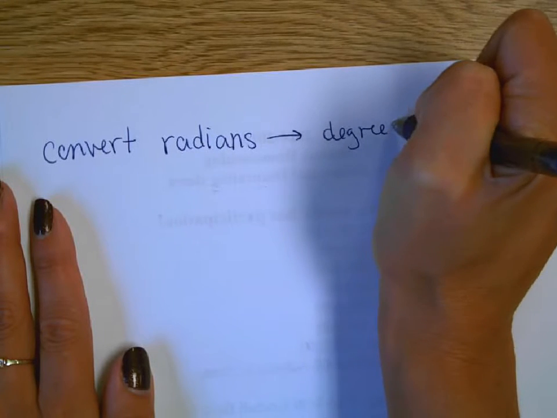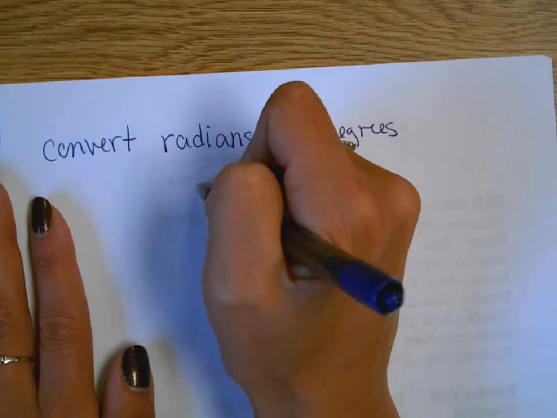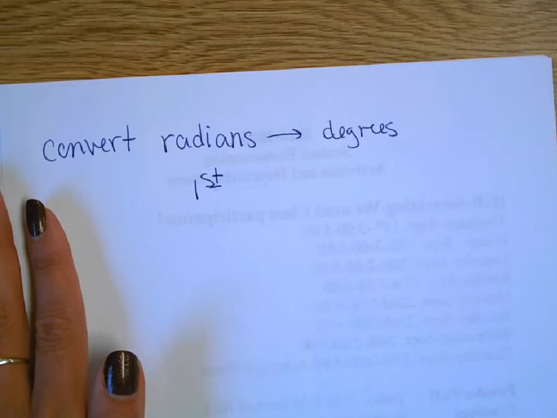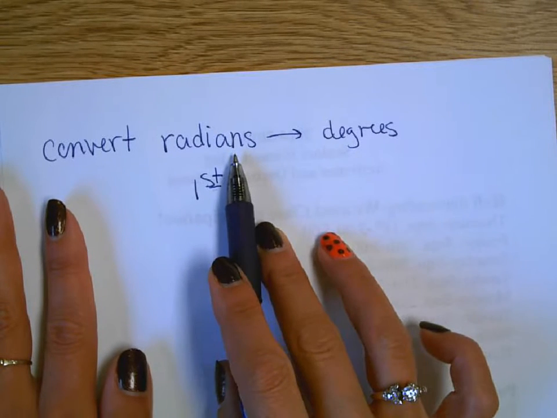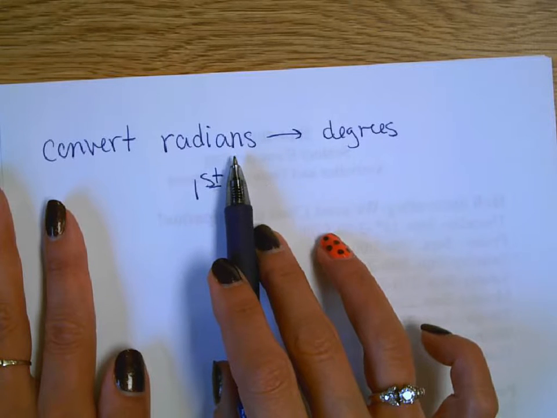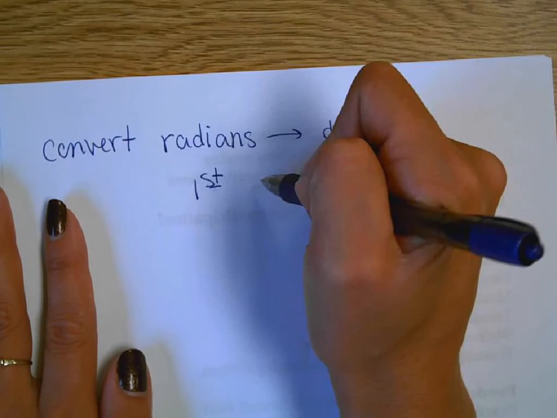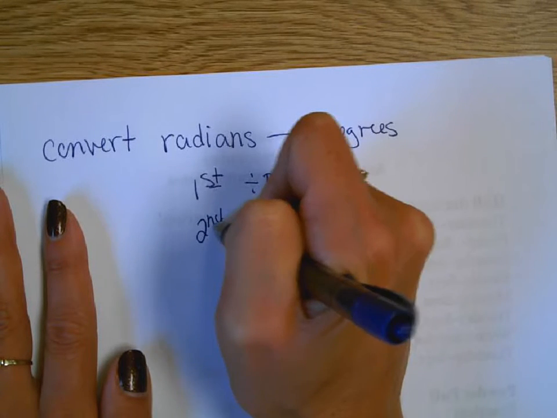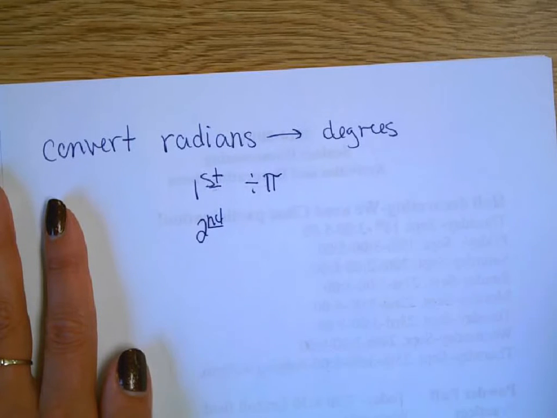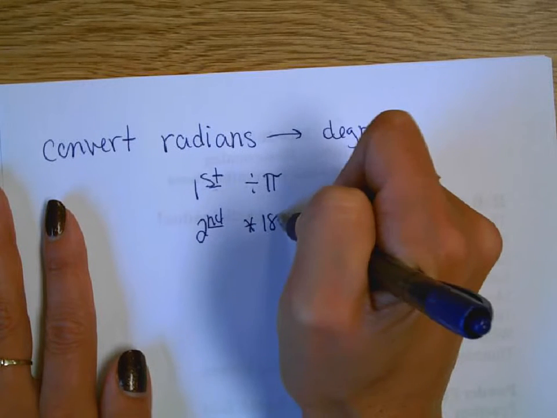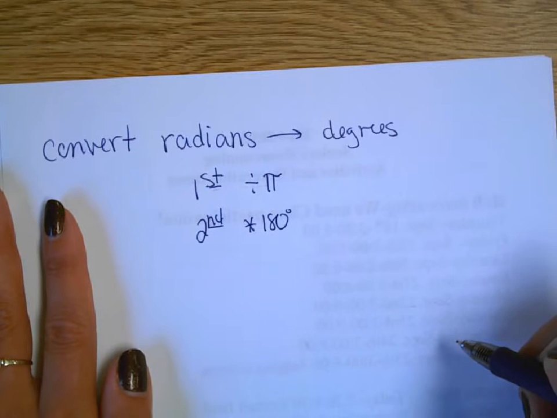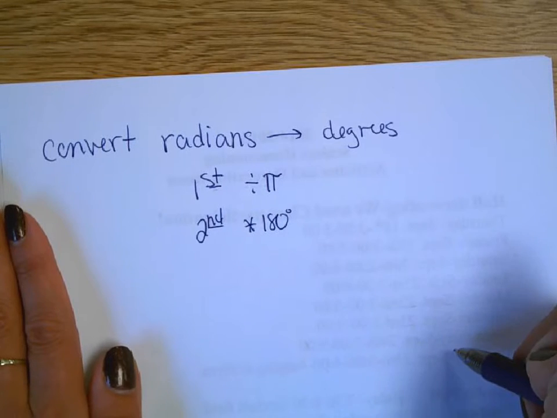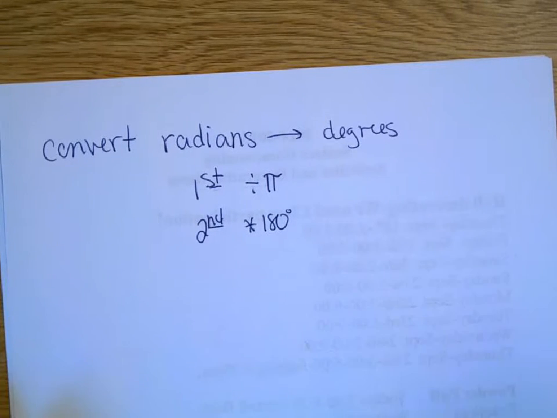Radians to degrees. First step. You can set up proportions, or I always think about what I want to get out of. I want to get out of radians. To get out of something, I divide. What would I divide by if I want to get out of radians? Divide by pi. I want to get into degrees. What would I multiply by if I want to get into degrees? Multiply by 180. Divide to get out of, multiply to get into. If you can think that way, it kind of comes right back.